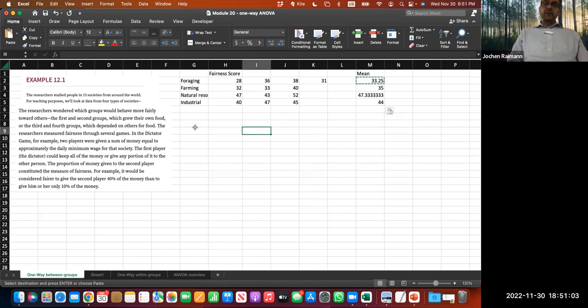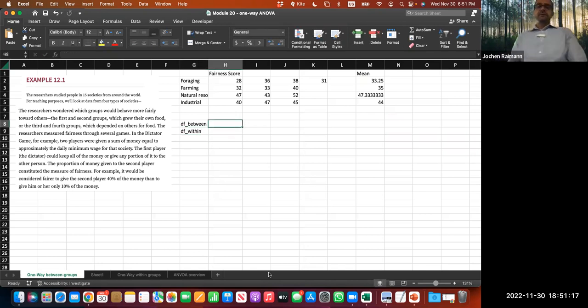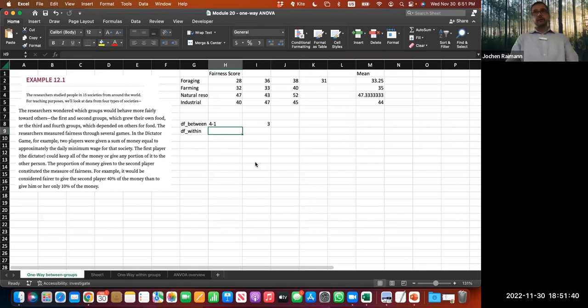So we have degrees of freedom to determine. We have degrees of freedom between, and we have degrees of freedom within. Degrees of freedom for between are calculated as the number of groups minus one, that one that can be dropped in the knowledge of the sum of squares. So we have 4 groups. The degrees of freedom of 4 groups would be 4 minus 1, so that's 3.